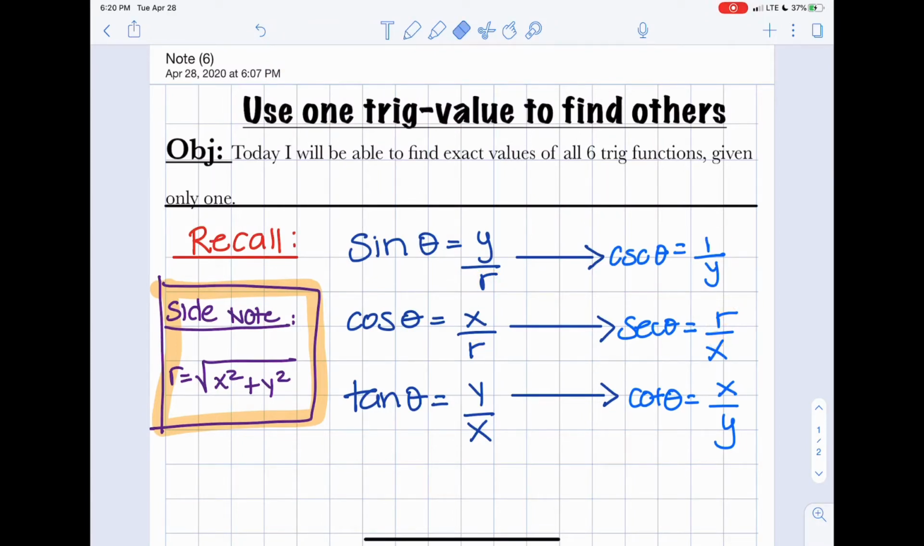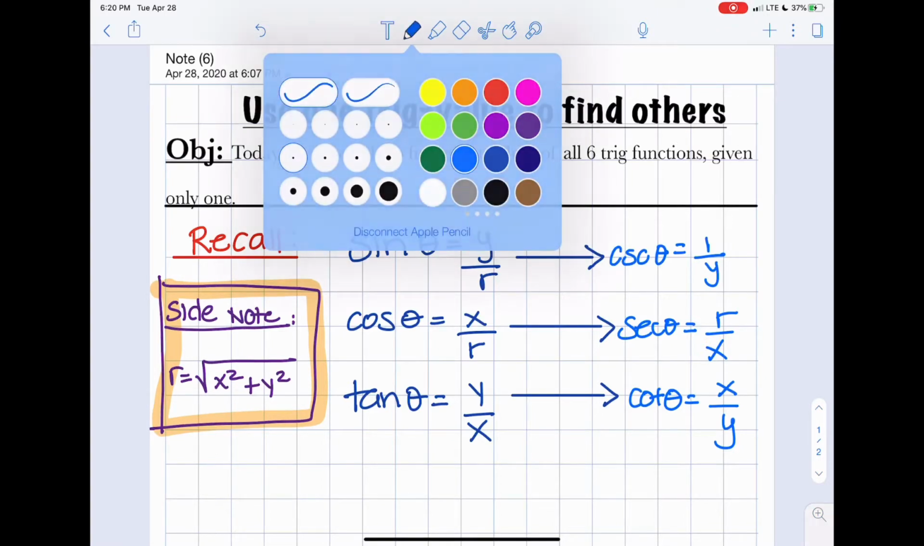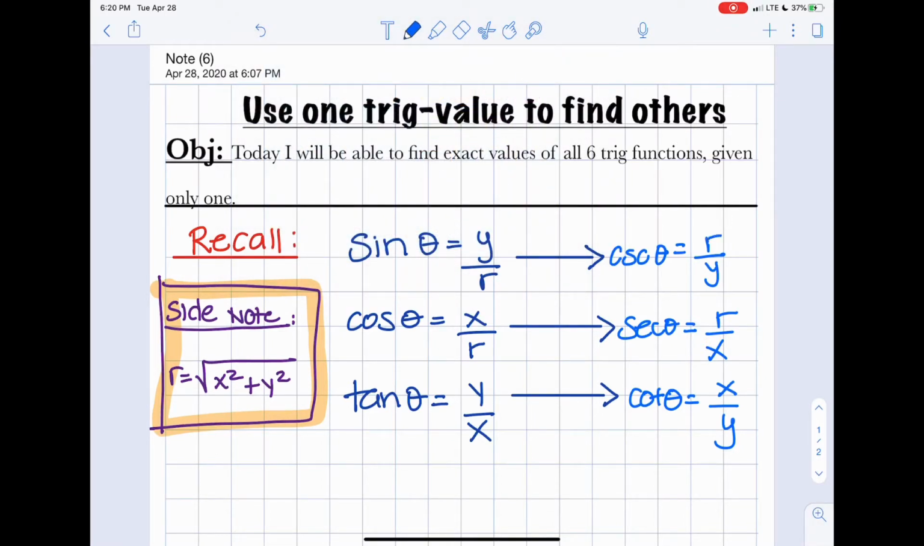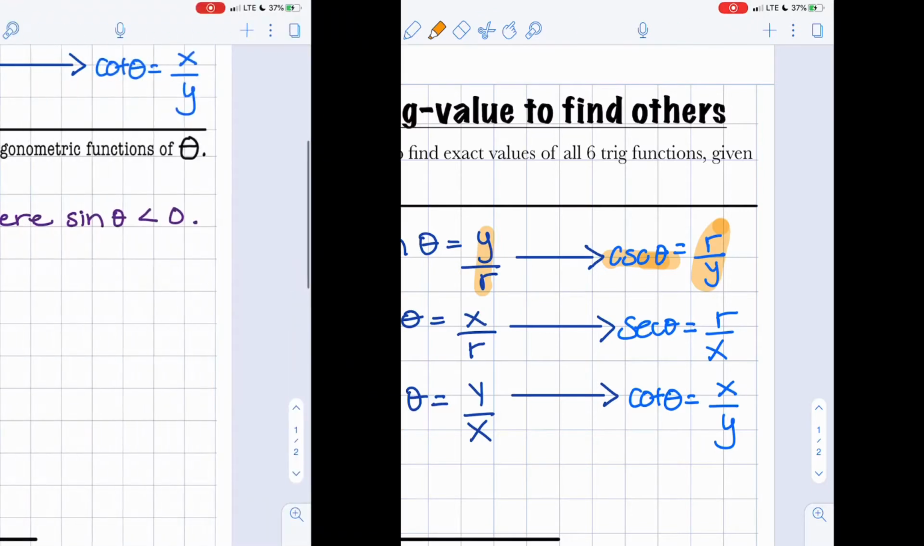With that being said, really quick as well, let me remind you that the sine of theta is equal to y over r, and its reciprocal function is cosecant theta. And if you could see, the solution has been flipped from this one, they're just reciprocals of one another. Let's just jump right in.